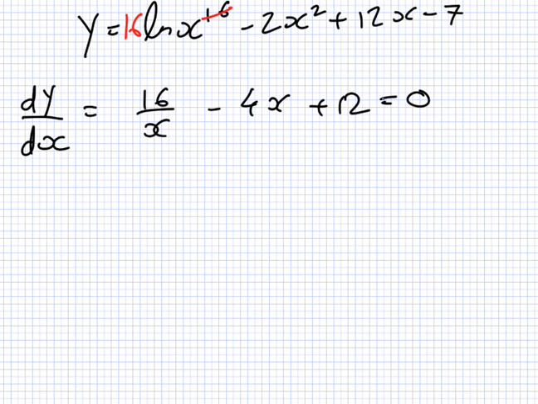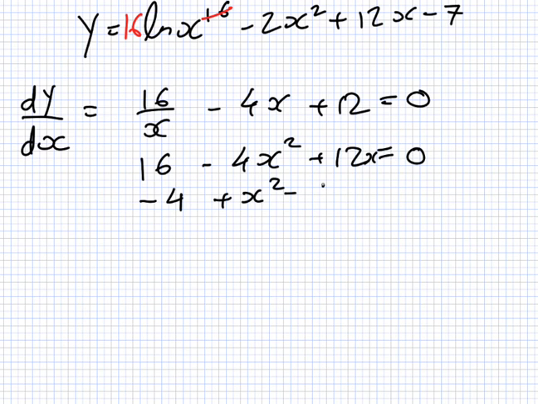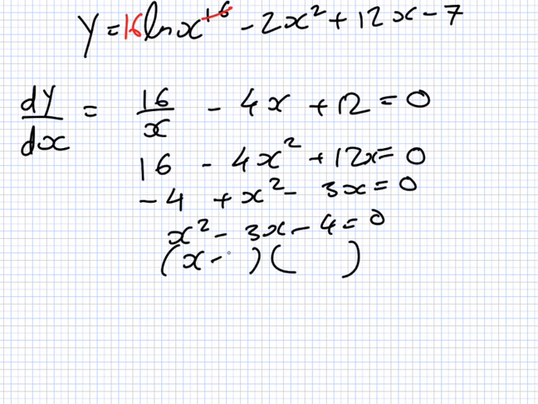I multiply everything by x. 16 minus 4x squared plus 12x equals 0. I divide everything by minus 4, so that's minus 4 plus x squared minus 3x equals 0, or in other words, x squared minus 3x minus 4 equals 0. I can factorize this as (x minus 4)(x plus 1) equals 0. So I get x equals 4 or minus 1.